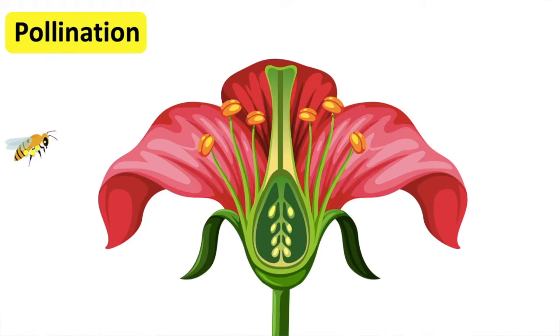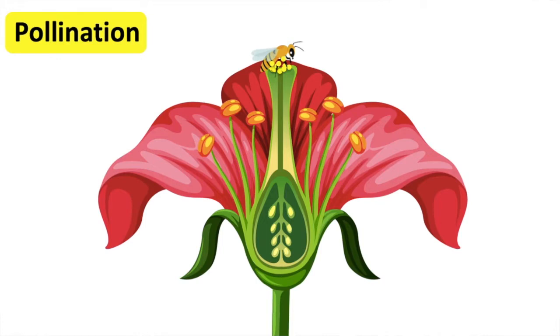Insect pollination is where an insect carries the pollen from one flower to another flower. These insects are attracted to the bright-colored petals and the nice smell. The pollen sticks to the insect and it's carried all the way to another flower where the pollen sticks to the stigma.